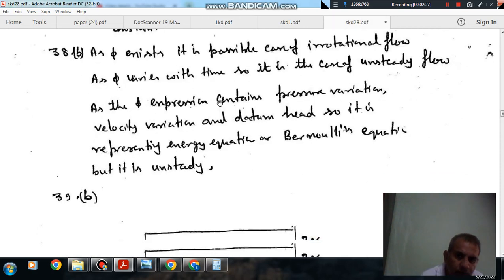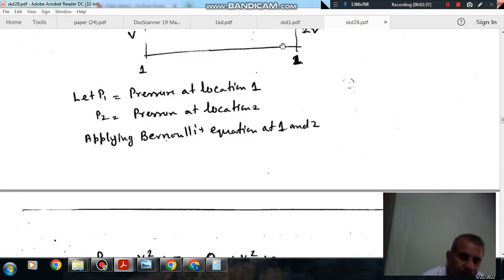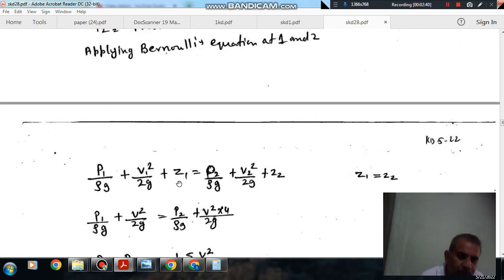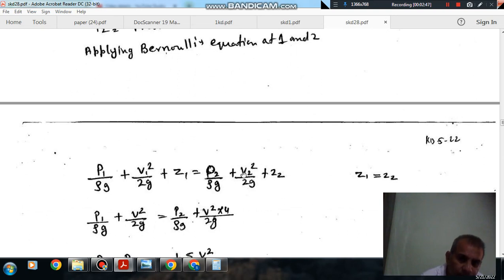Suppose here this is the location 1 and this is location 2. Here the velocity is v and here the velocity is 2v. Pressure at 1 is P1 and at 2 is P2. So applying Bernoulli's equation between 1 and 2, P1 by rho g plus V1 square by 2g plus Z1 is equal to P2 by rho g plus V2 square by 2g plus Z2.